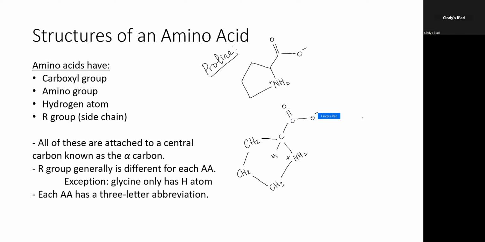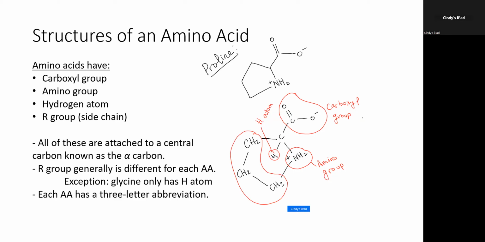And now I'm going to label everything so that you have an idea of what's what. Over here is going to be the carboxyl group. This right here is your amino group. Over here is your lone little hydrogen atom. I'm going to write H atom. And then this section right here that I'm marking off is your R group, or that chain that I mentioned earlier on this slide.